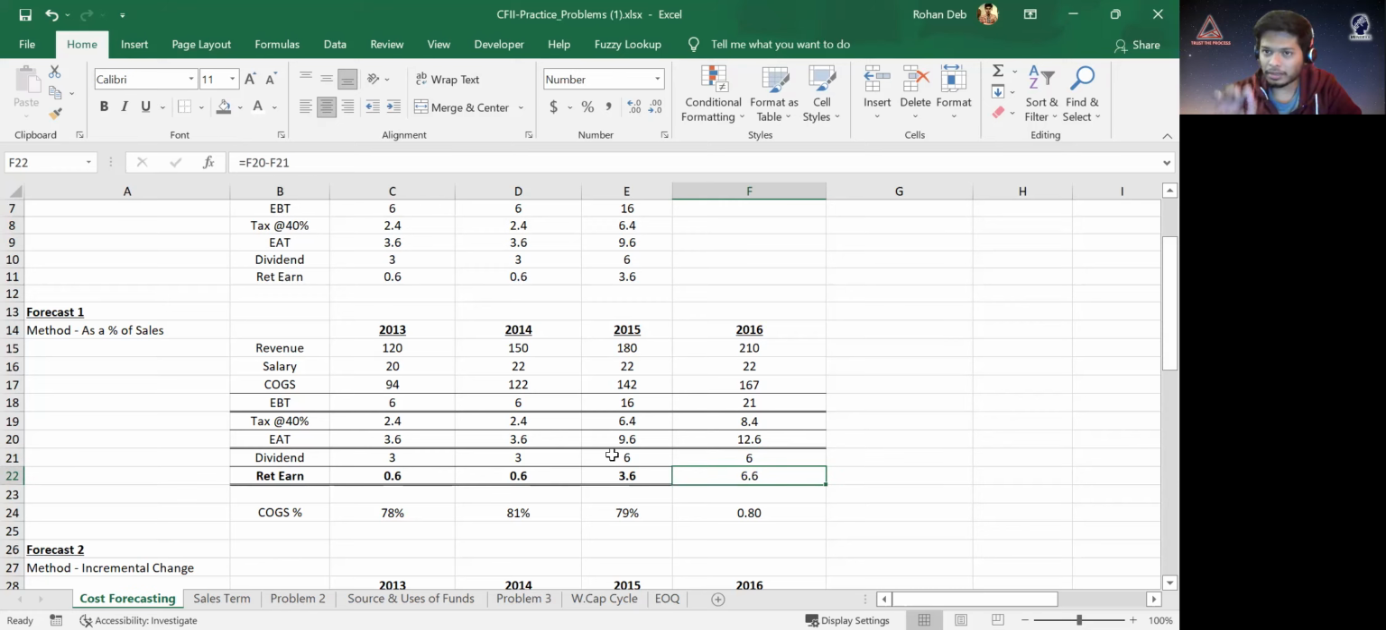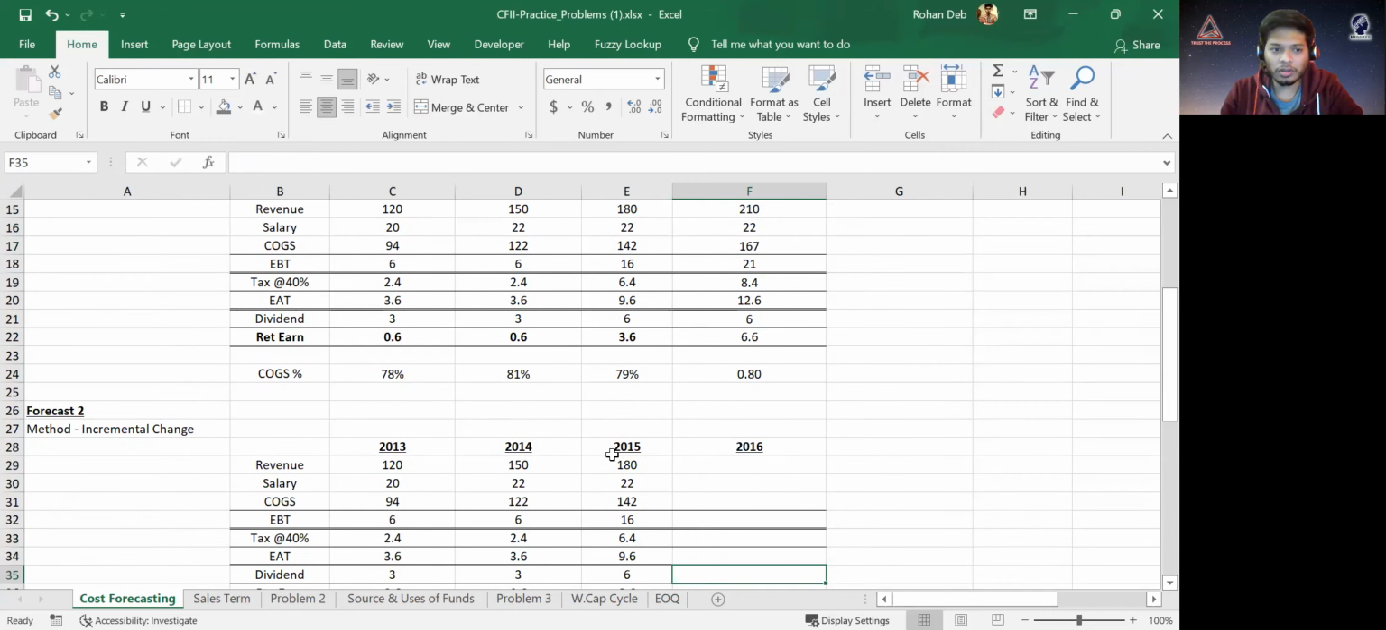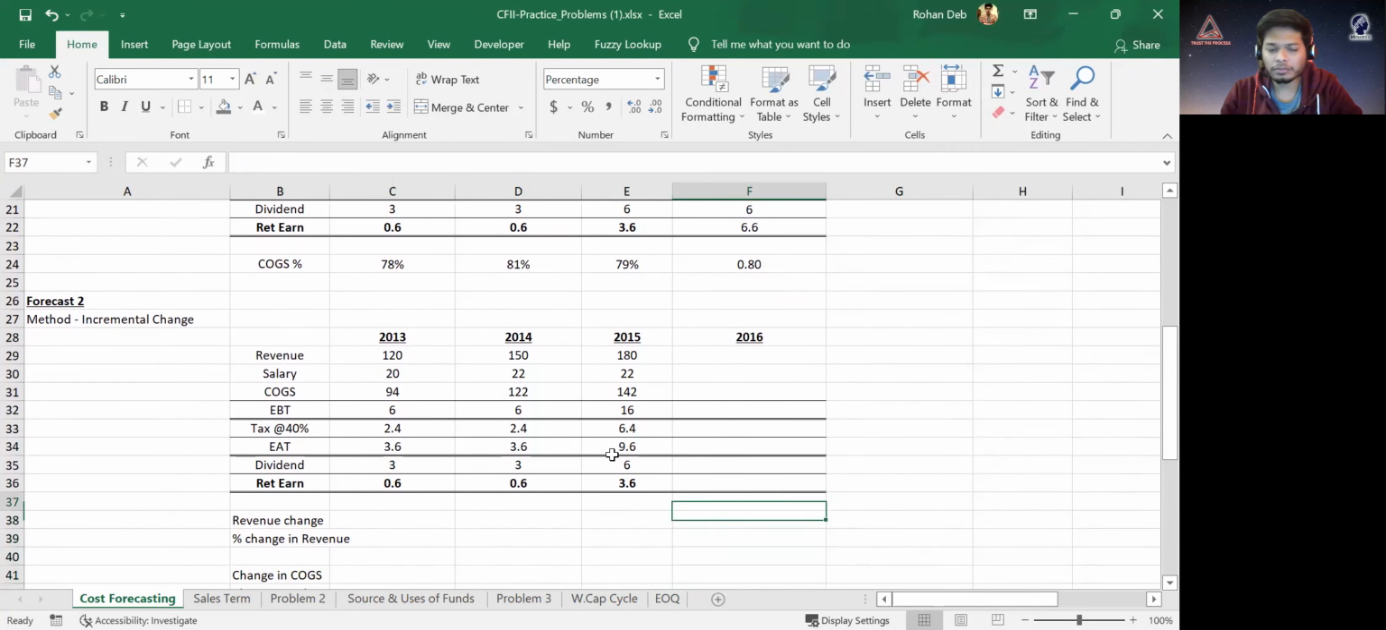So this is the first method of assumption. Here you've used the forecast as percentage of sales, average percentage of sales. Now the second method is called incremental change. What incremental change does is basically calculate the incremental change in revenue and incremental change in net cost. So here incremental change in revenue is basically 150 minus 120.